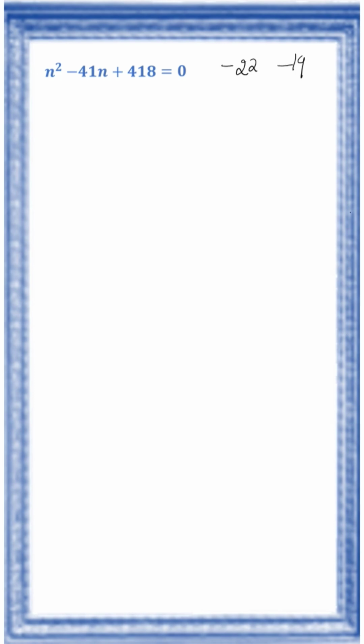So now we can directly write like this, which is equal to 0, because we don't have any coefficient for n square. So n is equal to 22 and n is equal to 19. We'll get 209 logs for both values. But one must be correct, other is wrong. Now let us check if 22 is correct or 19 is correct.